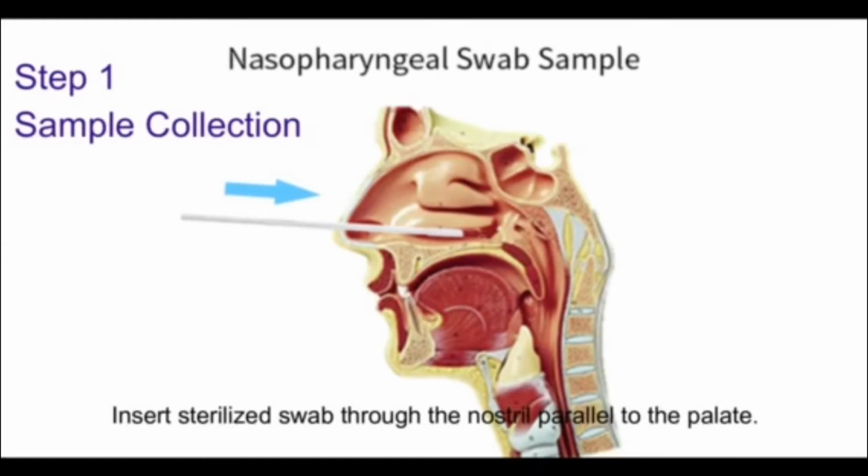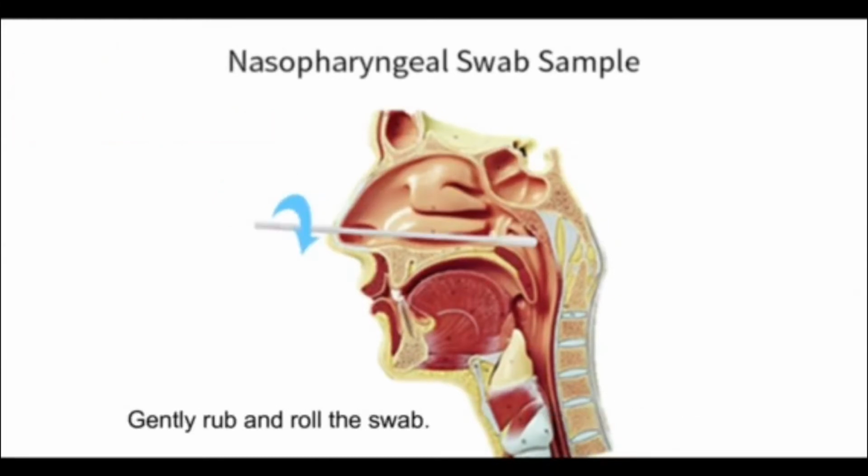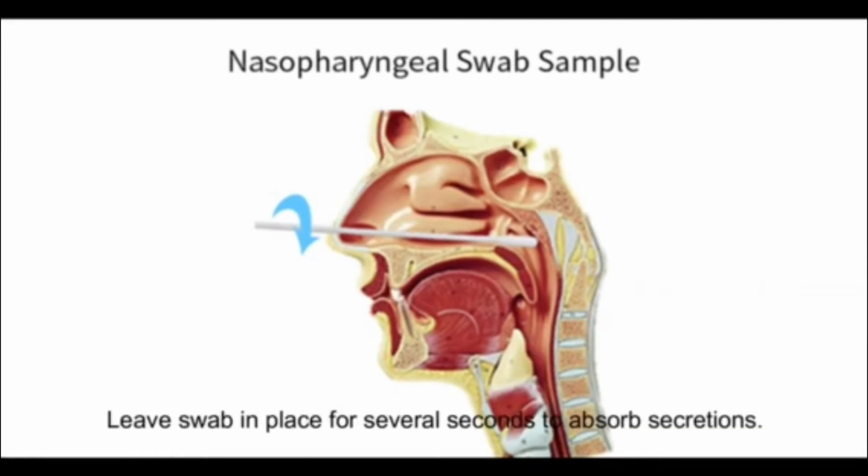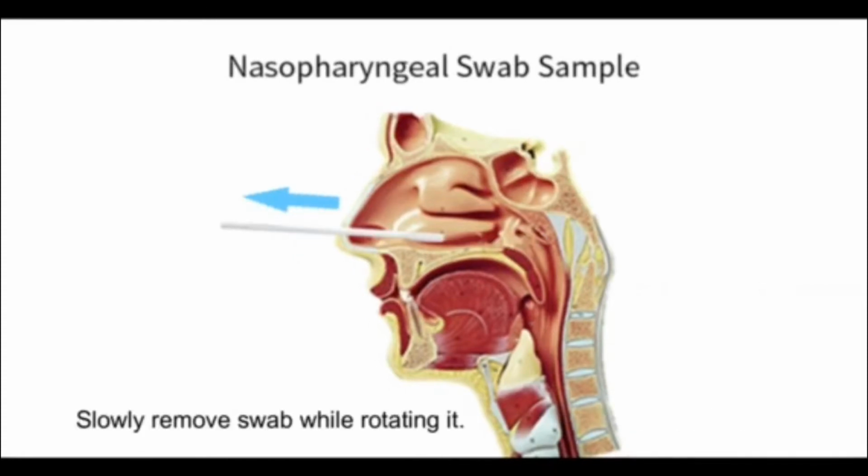Insert the sterilized swab through the nostril parallel to the palate. Gently rub and roll the swab. Leave the swab in place for several seconds to absorb secretions. Slowly remove the swab while rotating it.